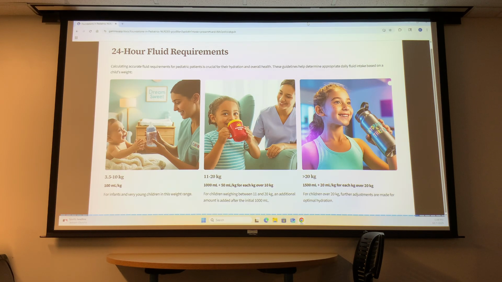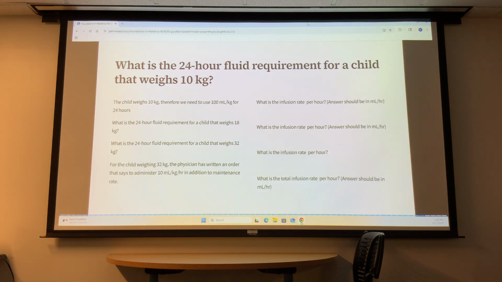Okay. So then, your question there was, what is your infusion rate per hour? 58.3. Okay. 58.3 mLs per hour. Can you program that into the pump? Just like that? Yes, absolutely.